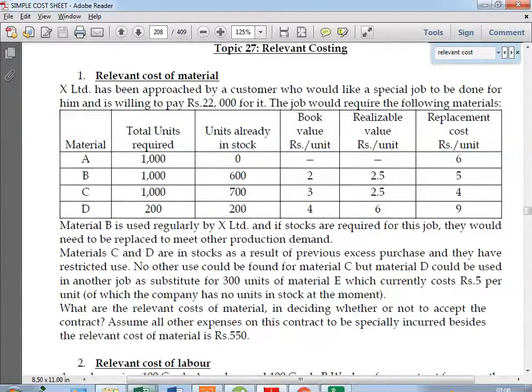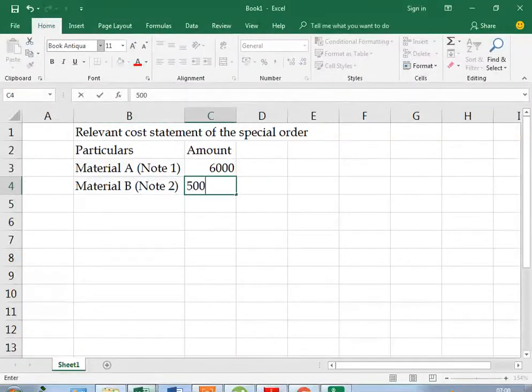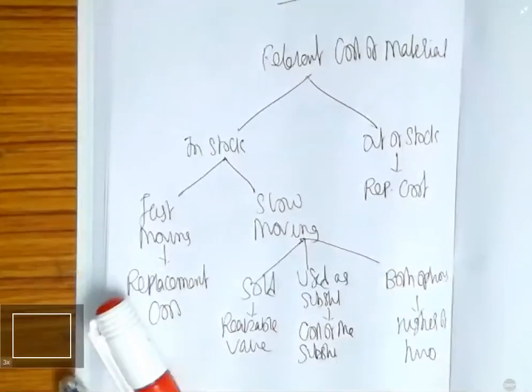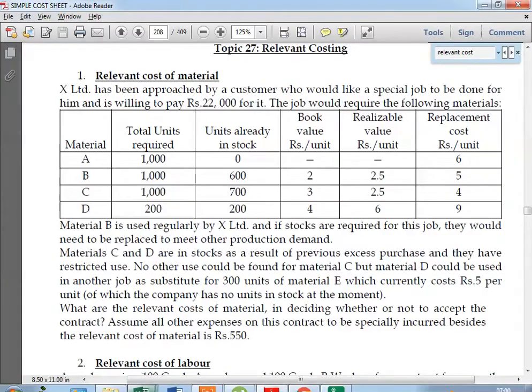Any doubts on this? In the main working note, how many units? 1000 into 5, 5000. Then analyze material C.